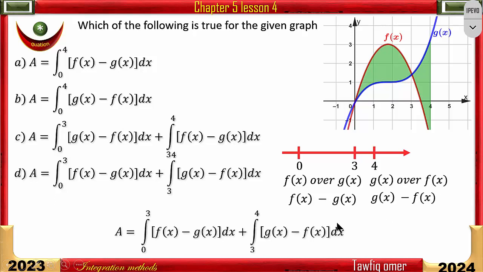So the integration, or the area, is from 0 to 3, f of x minus g of x dx, plus the integration from 3 to 4, g of x minus f of x dx. As you can see here, D is the correct answer.